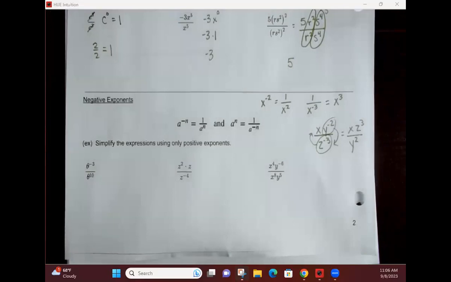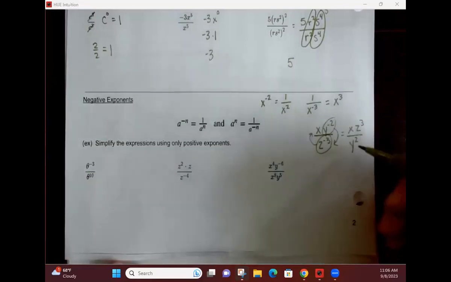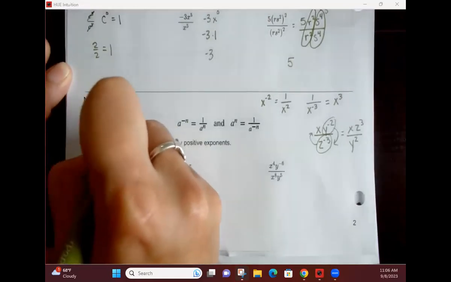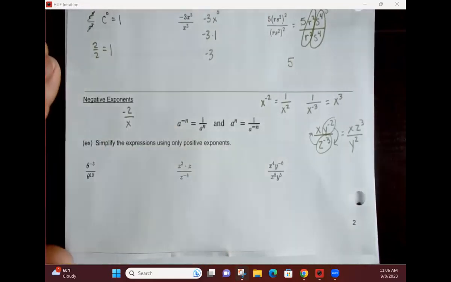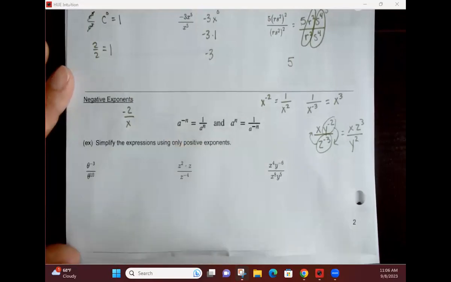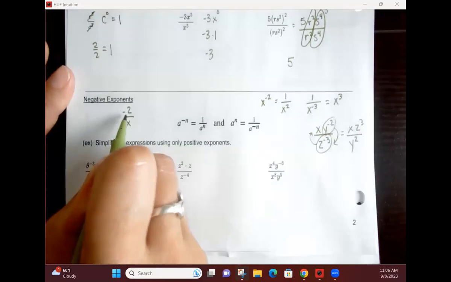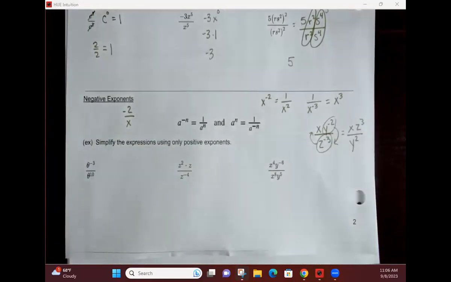Before we start working on our practice problems here, I want to point out again that these are rules that apply to exponents. If I have negative 2 over x, that is not telling me to move the 2 to the bottom. That is not what a negative number is, okay? So this is different than this, okay? The negative is the exponent. Here it's a negative 2, just a number.